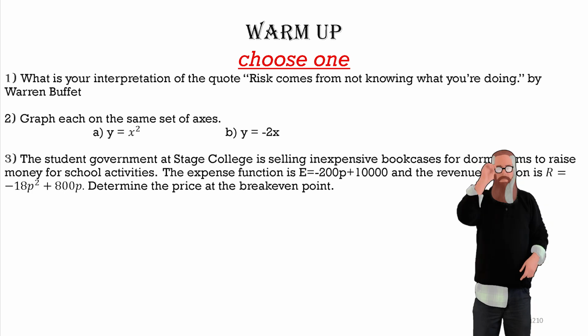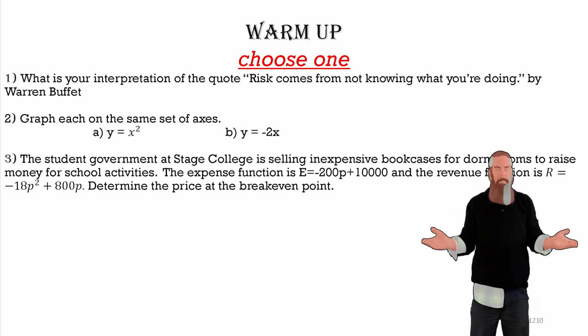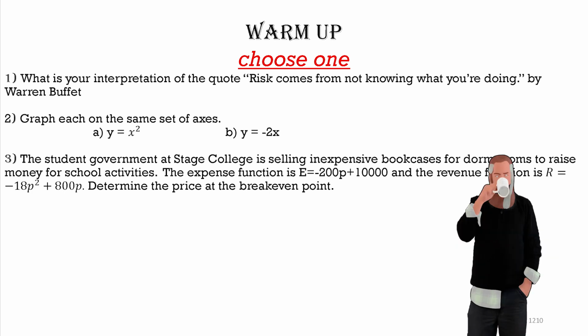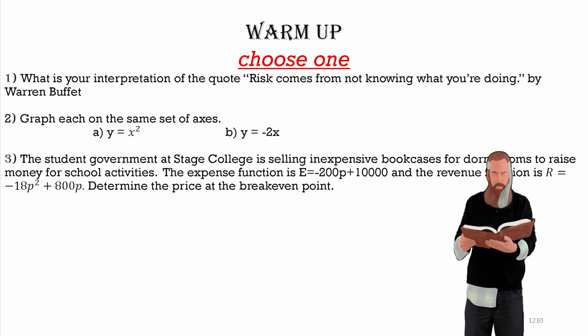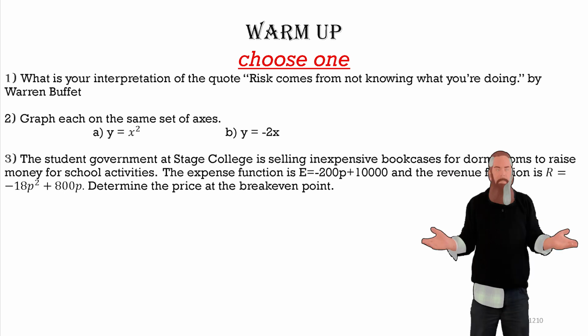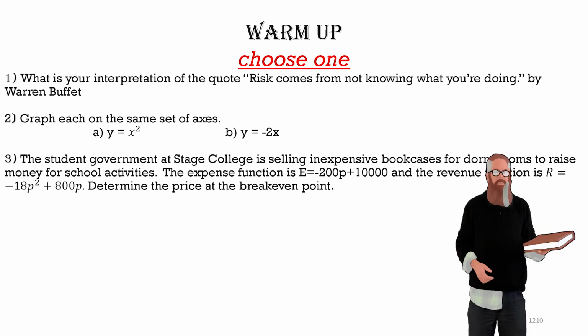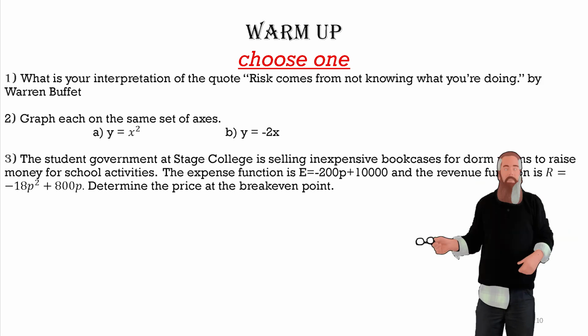Now, let's take a look at a problem you will be able to do by the end of this lesson. The student government at State College is selling inexpensive bookcases for dorm rooms to raise money for school activities. The expense function is E equals negative 200p plus 1,000. And the revenue function is R is equal to negative 18p squared plus 800p. Determine the price at the break-even point.